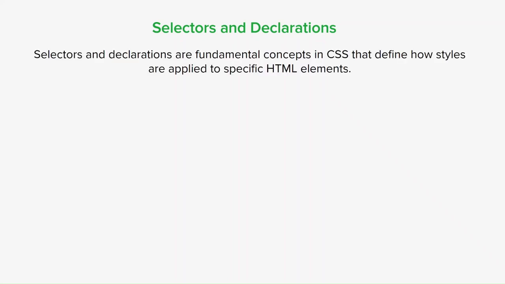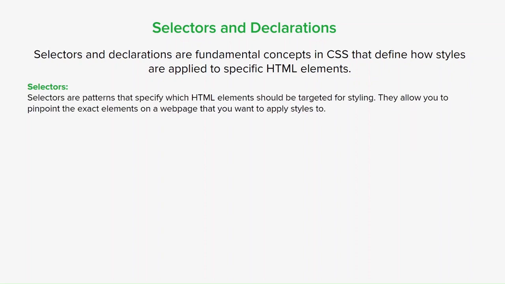So the first concept we're going to talk about is selectors and declarations. CSS selectors and declarations are fundamental concepts in CSS that define how styles are applied to HTML elements. Selectors are patterns that specify which HTML elements should be targeted for styling, and they allow you to pinpoint the exact elements on a web page that you want to apply styles to.